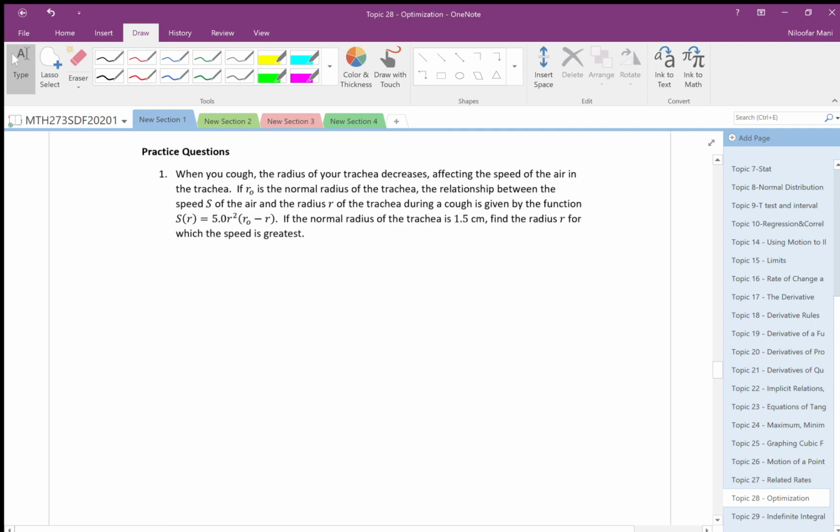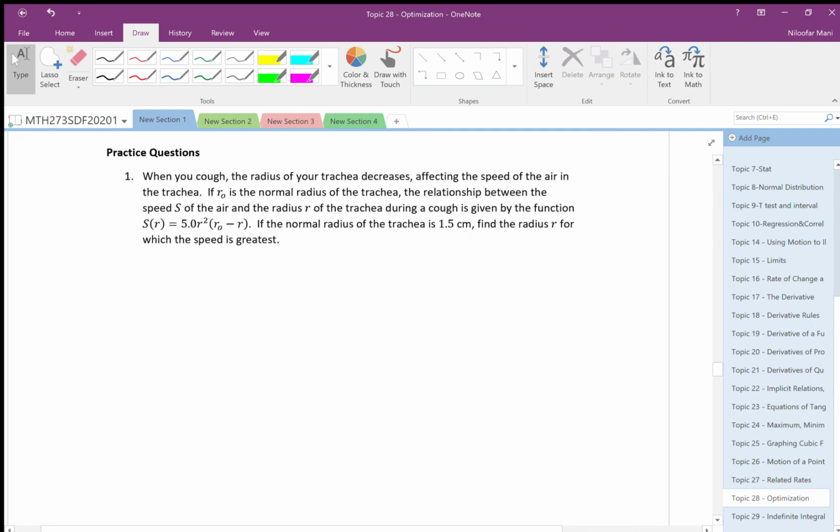Practice questions, for the lesson we didn't do them before, but I can do it now. So when you cough, the radius of your trachea decreases, affecting the speed of the air. If r0 is the normal radius, the relationship between the speed and the radius is given here. See that this is a question in biology, so you can read it, and maybe understand it from a different perspective. You can discuss it, but here we are doing the math part.